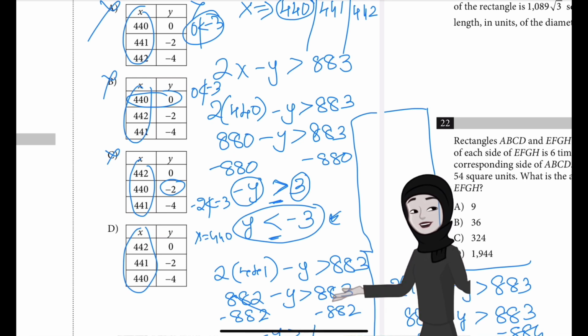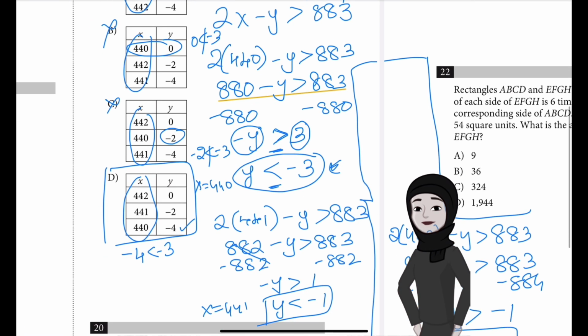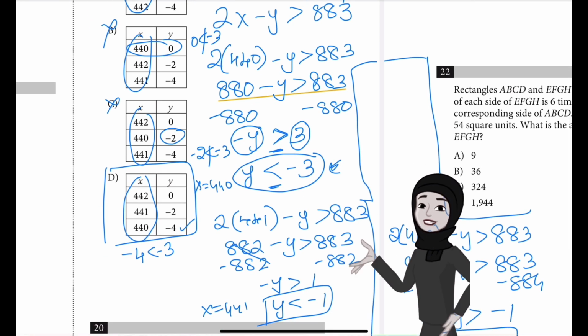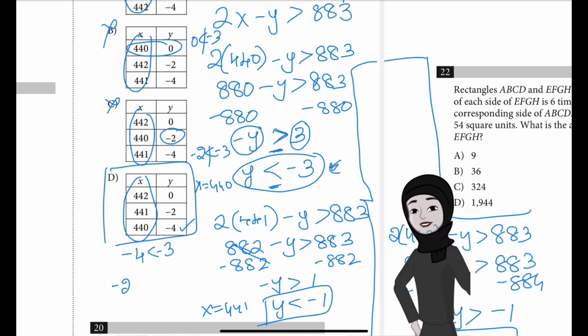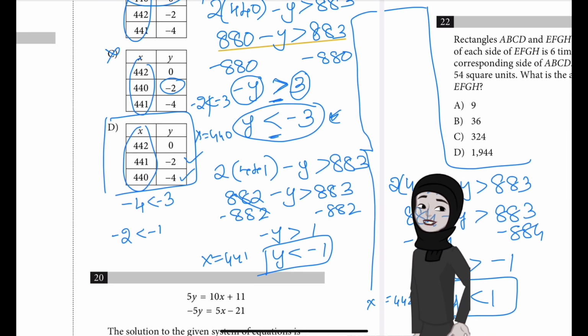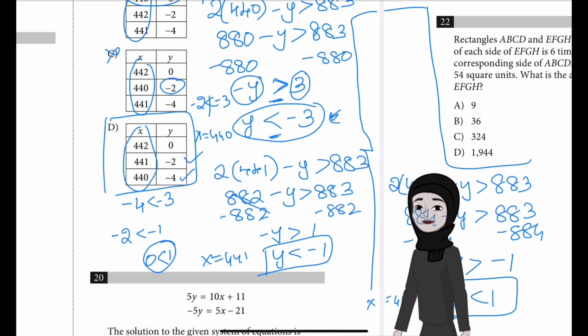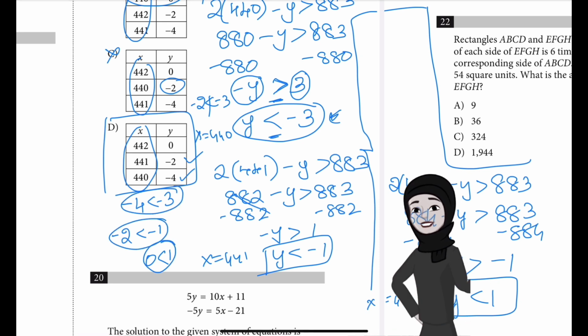And answer choice D is therefore our answer. You can see that for 440 we have negative 4. Negative 4 is less than negative 3. That is satisfied. For 441, y should be less than negative 1. We know that negative 2 is less than negative 1. So that is also true. And finally for 442 as an input, 0. 0 is less than 1. That is also true. So all three are satisfied in only answer choice D.